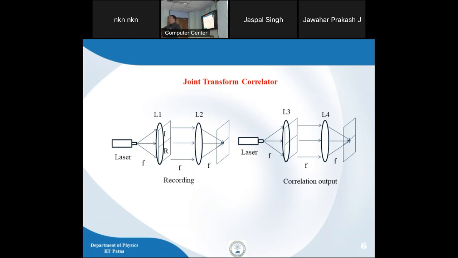Whatever bandwidth I have, I have divided into two parts, reference and target. If I compare it with the Vander Lugt, you are not dividing any bandwidth. So the whole band, whatever area is available to you, you can use it for the target. But in the matched filtering case, you have to synthesize the filter beforehand.